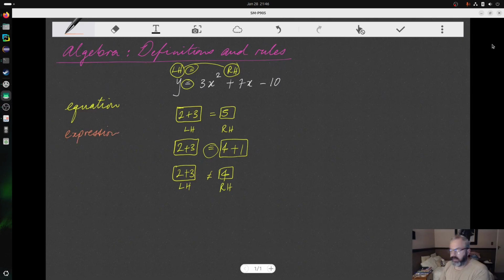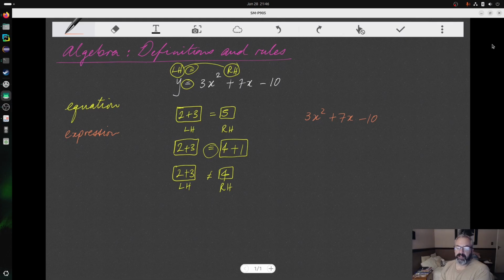An expression is easy to understand. An expression is a calculation with no equal sign. There's no equal sign. So in this case it will only be 3x squared plus 7x minus 10. That's it. I'm only expressing myself with this calculation. I'm not comparing it to anything. I'm not evaluating a left or a right hand side, nothing. I'm just giving you a mathematical expression, some kind of calculation, but there's no equal sign in it.